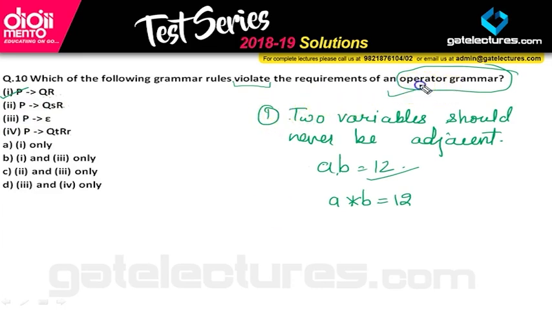I have told you, there are two rules for the operator grammar. First one is two variables should never be adjacent, and second, no null production. In the operator grammar there is no null production, so the third one is also violating the rule. In the fourth option, if you look, the variables are separated by the terminals, so the fourth option is not violating anything. So which options are violating the rule? First and third, which matches option B. So the answer is B here.